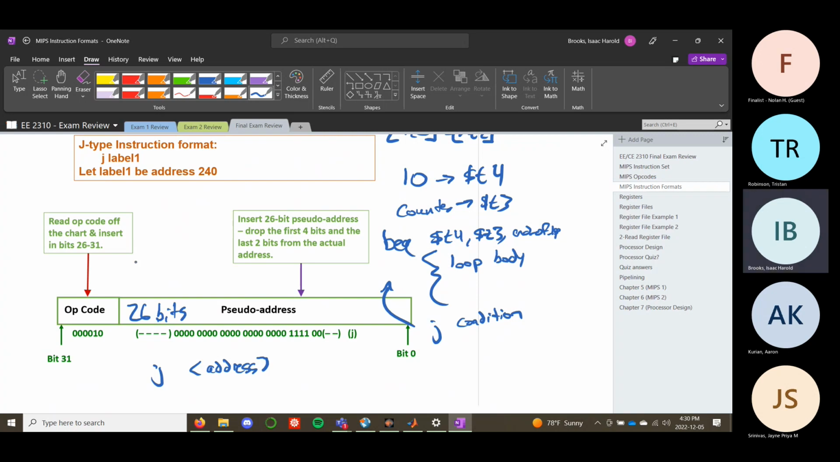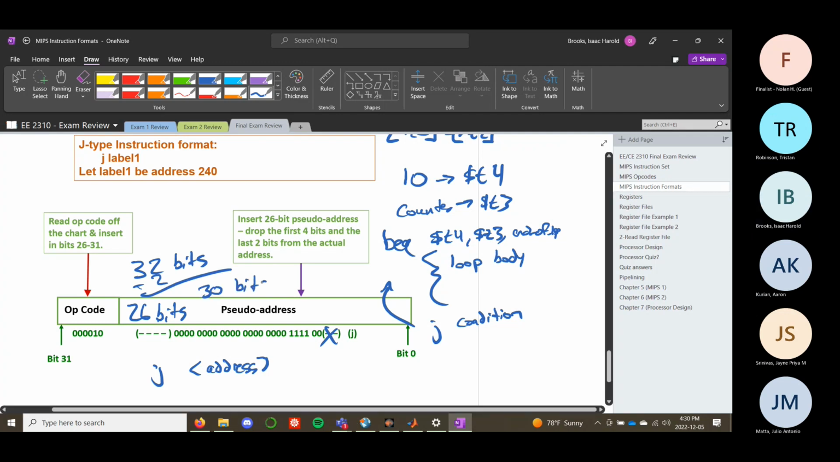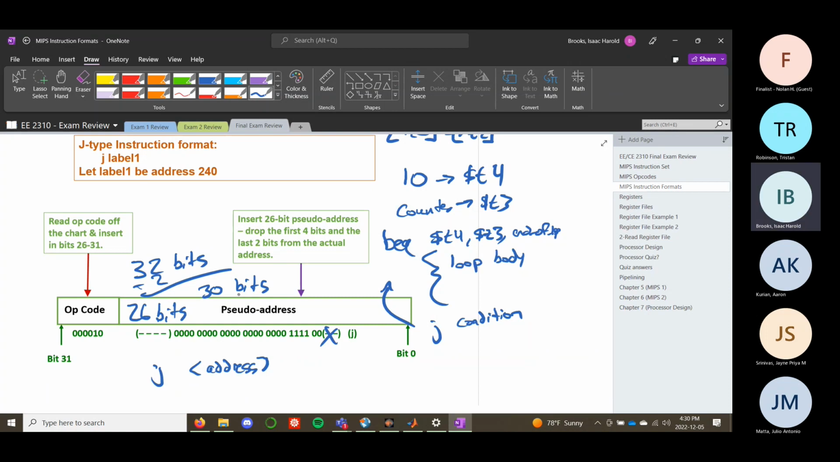Addresses are usually 32 bits. So how can we stuff 32 bits into 26? Well, the first thing is we can chop off these two bits because we always know they're going to be zero. So we don't have to write those down. We can add them on later because we know they're going to be there. So that gets us to 30 bits. And then this is where there's a limitation. We have 26 bits and we need to store 30. We're just going to have to drop the top 4 bits.